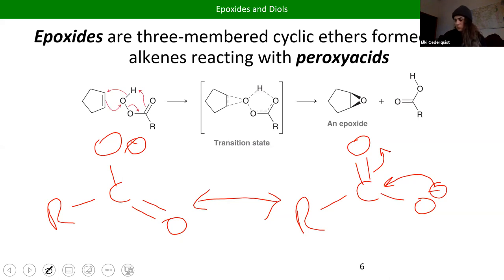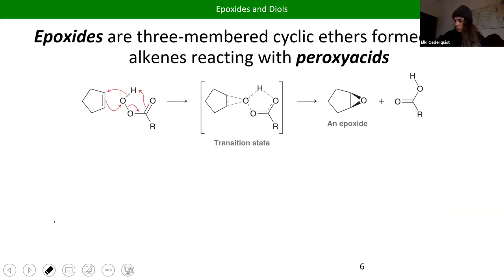Peroxy acids are pretty significantly different, but they're also pretty easy to recognize. Actually, let me switch colors here. That oxygen-oxygen single bond that you get in a peroxy acid, that's a peroxy bond. You hear about peroxides. Peroxide means that you have two oxygens that have a single bond between them. It's usually O2.